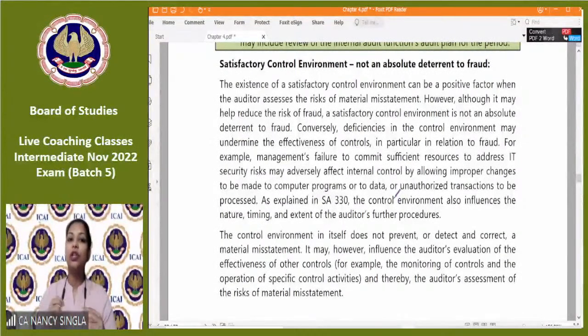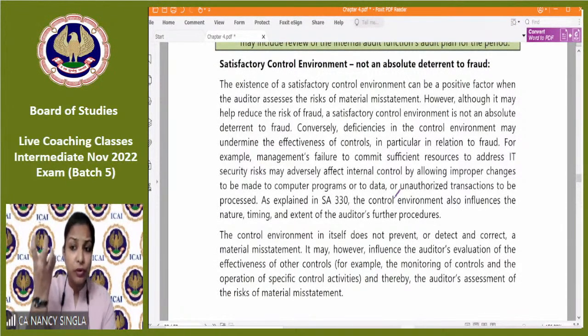You have understood, it is one of the components of internal control. Internal control needs a good environment in order to work effectively. Now the environment is good, it is satisfactory. So is it an assurance that there will be no fraud? No. So how to understand this? See, if there is a satisfactory control environment, this is a positive factor when the auditor is assessing the risk of material misstatement. We have seen that we need to obtain an understanding of all these components. So it will act as a positive factor for the auditor. Why? Because it will help to reduce the risk of fraud.